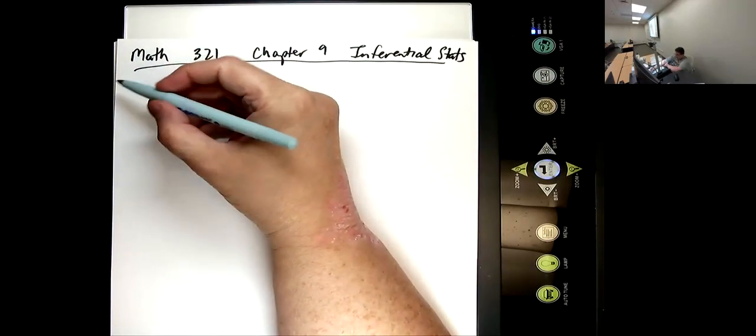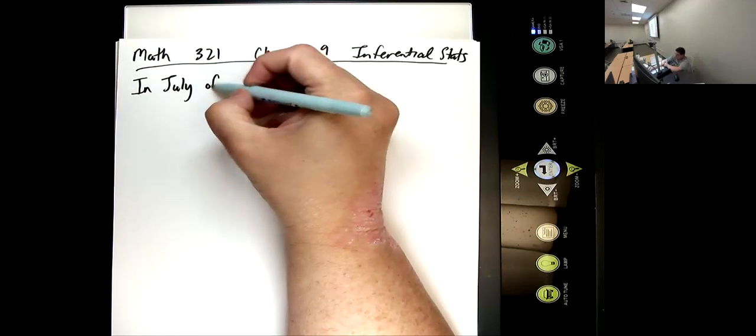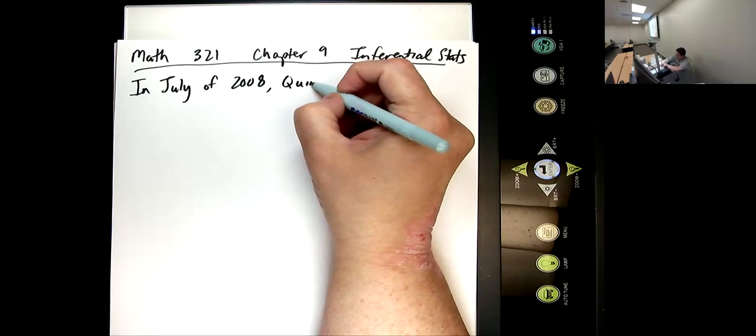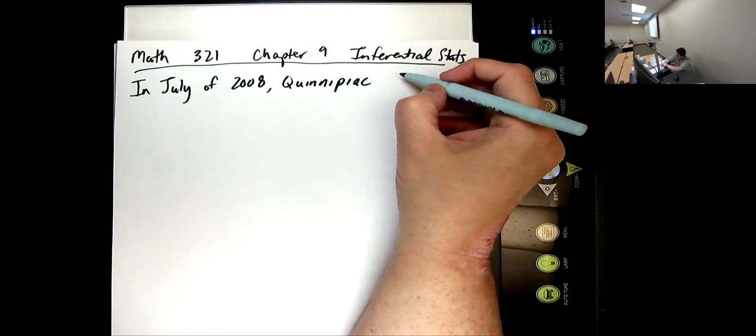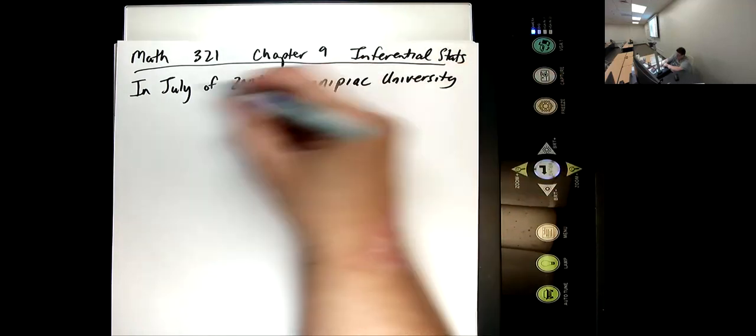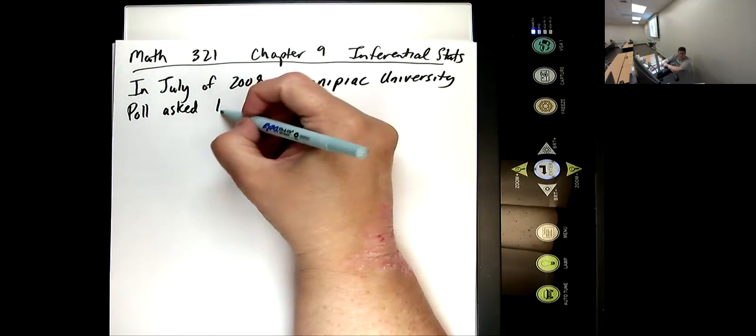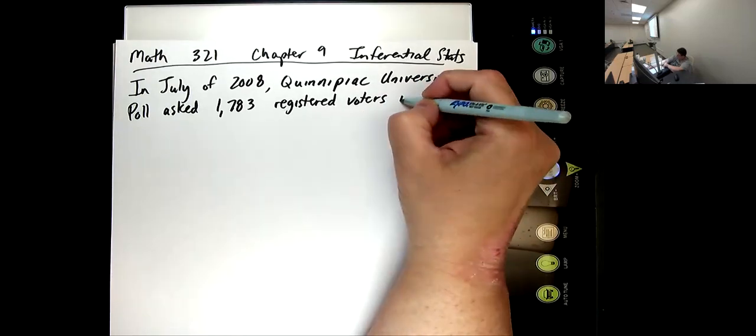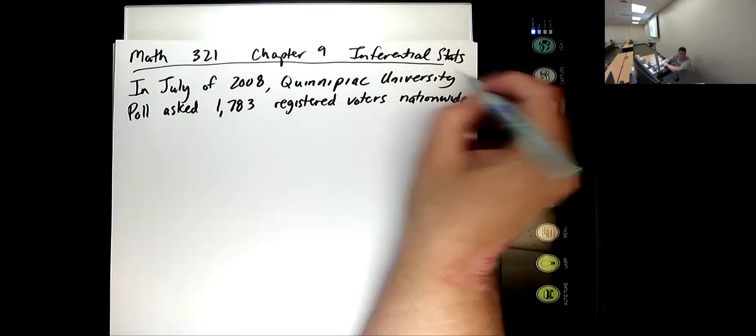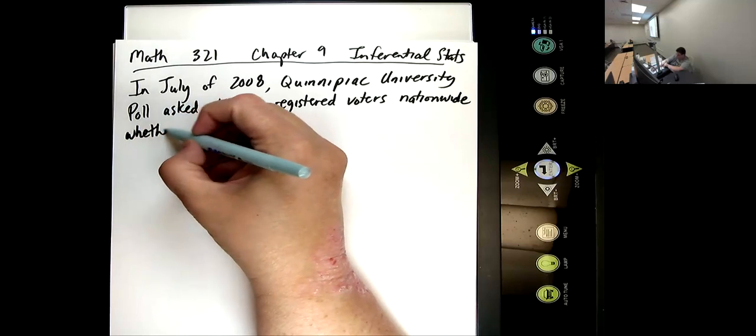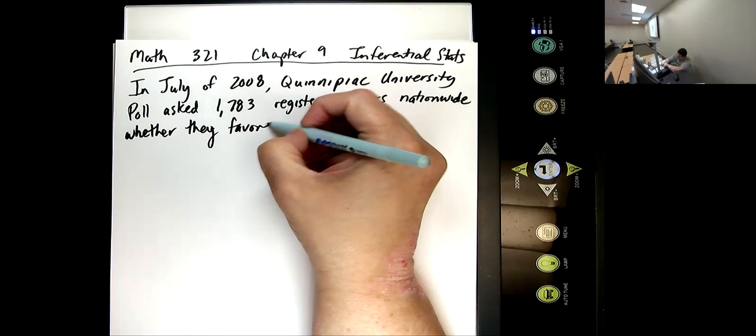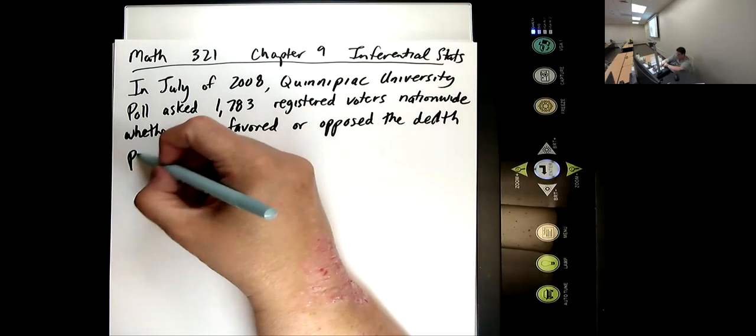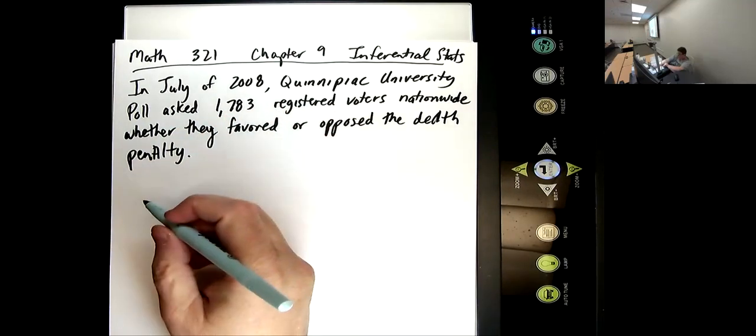So I have in July of 2008, a Quinnipiac University poll asked 1,783 registered voters nationwide whether they favored or opposed the death penalty for persons convicted of murder.